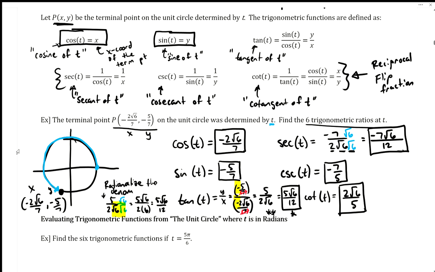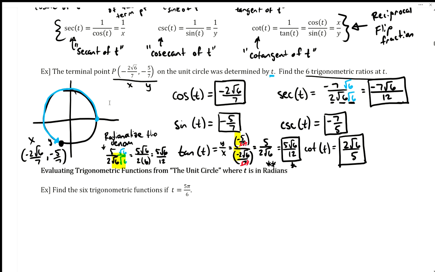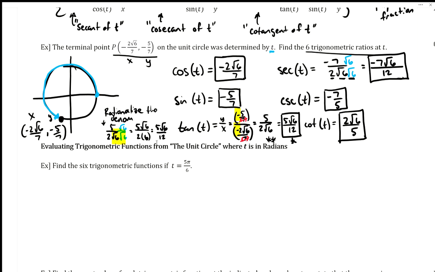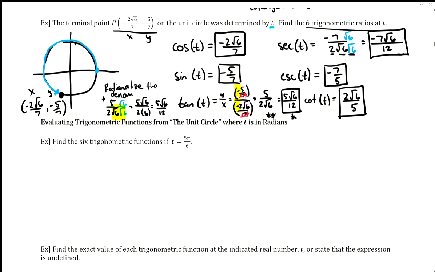Hi everyone, and welcome to our video on finding trigonometric functions based on our real numbers, based on our t-values. We just left off on a video where they gave us the terminal point. Here is another similar problem. Here we're going to evaluate the trigonometric function ratios based on a t-value that we'll use to find the terminal point.